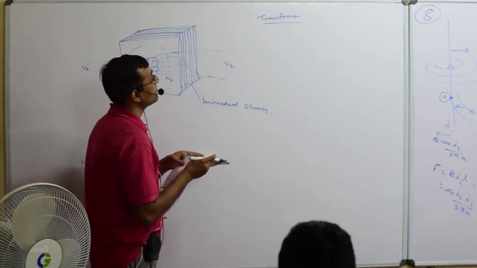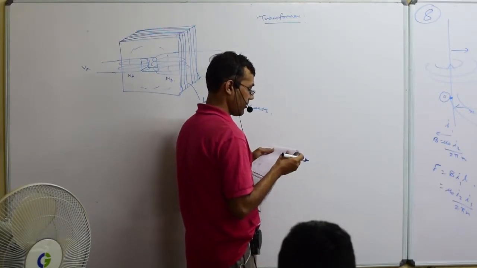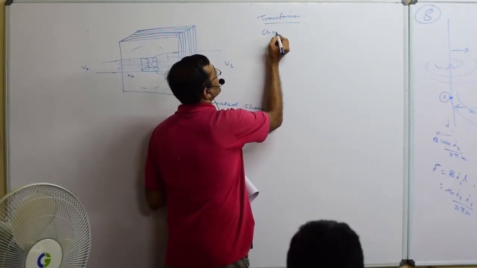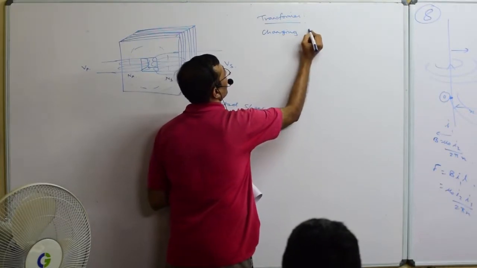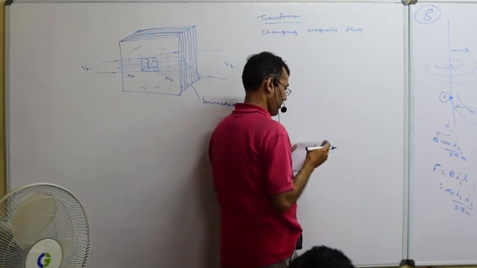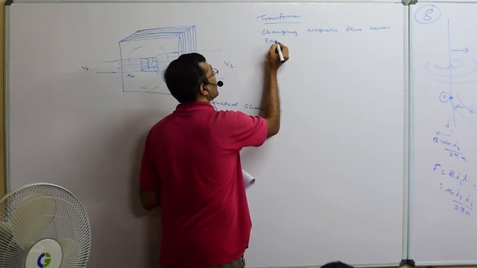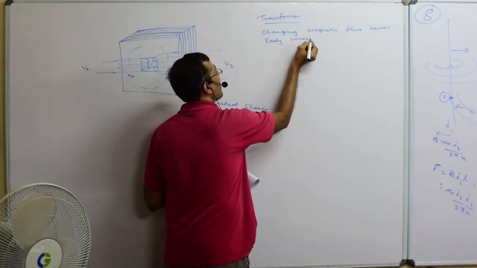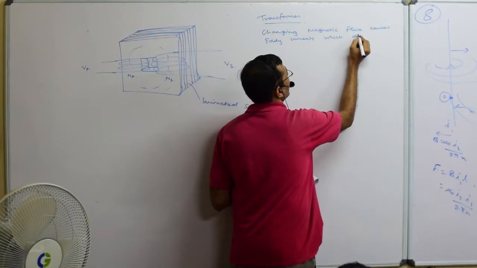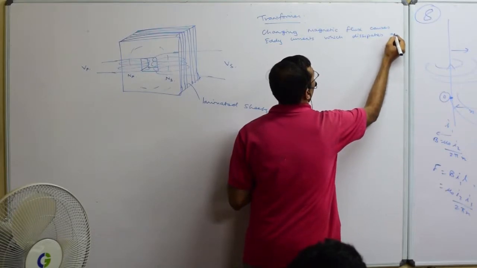So take it down. Changing magnetic flux causes eddy currents, which dissipate as heat, which is undesirable.